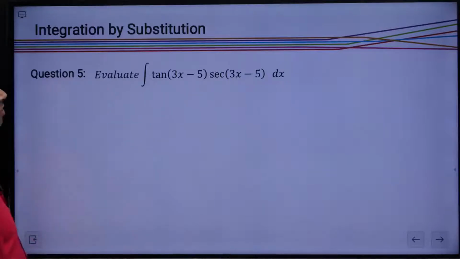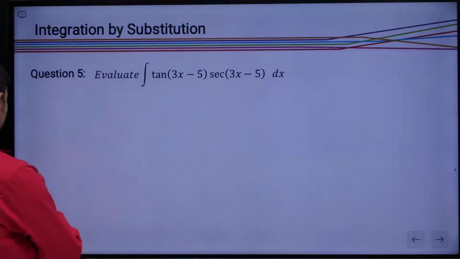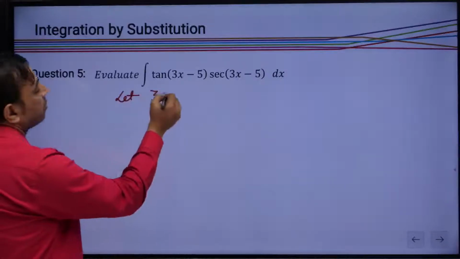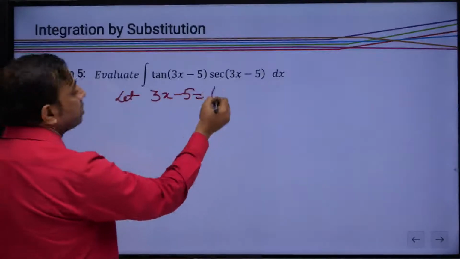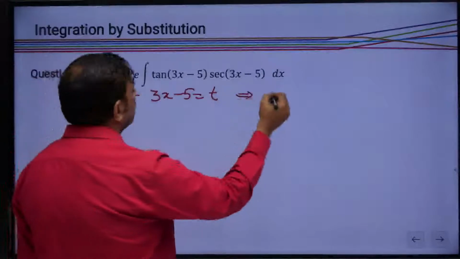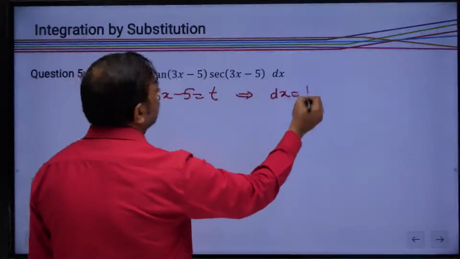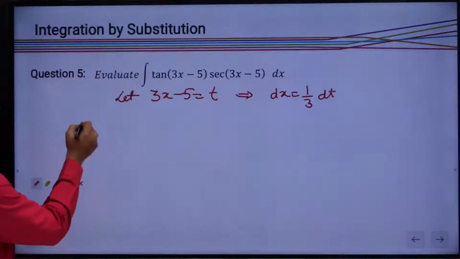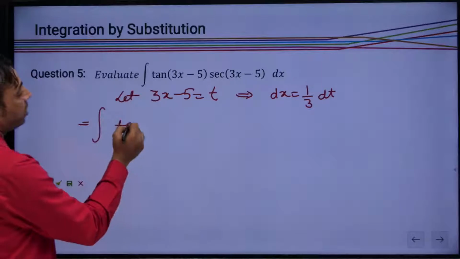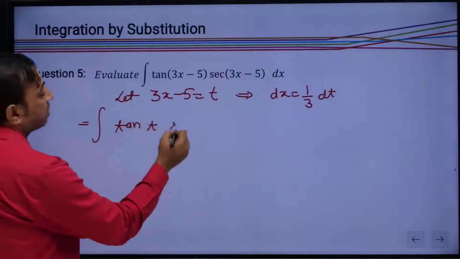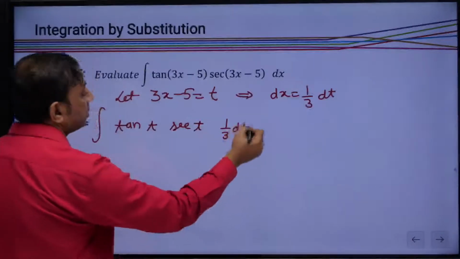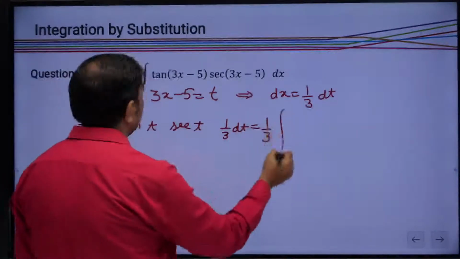I have to integrate tan(3x minus 5) into sec(3x minus 5). So, I will assume here 3x minus 5 as t. So, let 3x minus 5 is t, and that will give us dx equal 1 upon 3 dt. So, we use this substitution in the integration. tan(3x minus 5) will be tan t, sec(3x minus 5) will be sec t, and dx will be 1 upon 3 dt.